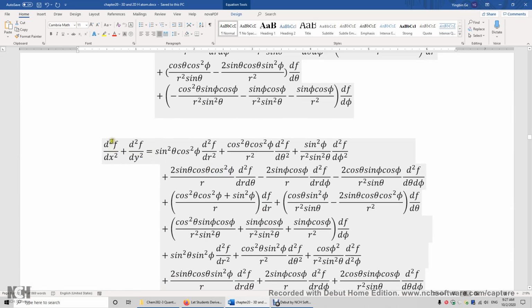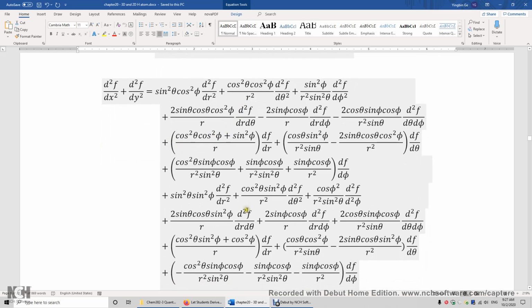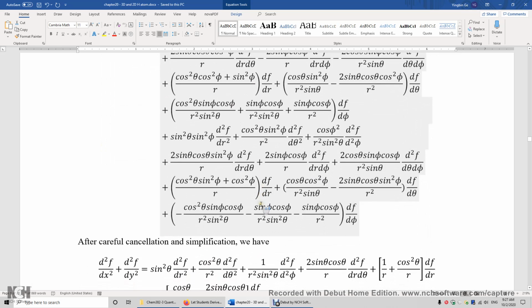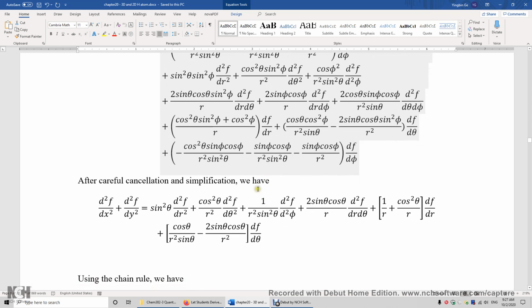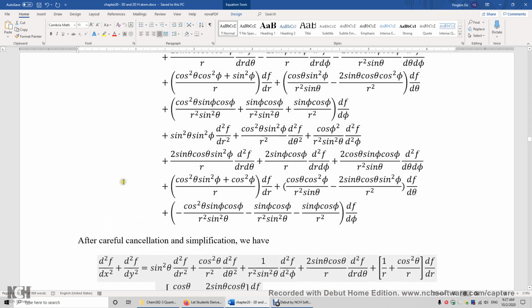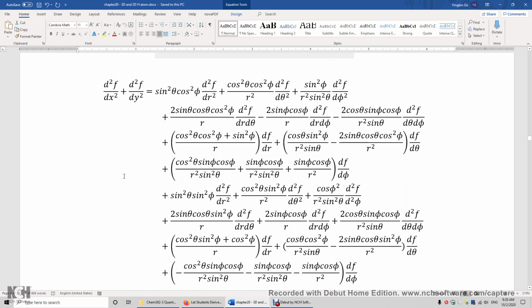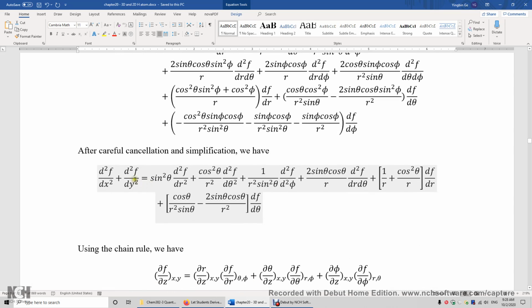Now, let's combine the 2 second derivatives. We can cancel many terms, combine some terms. If you do this carefully, you will get this result. I want to show you this here, and you can pause here and see all the expressions. And then this is after cancellation and simplification. So this is the sum of the 2 second derivatives with respect to x and to y.